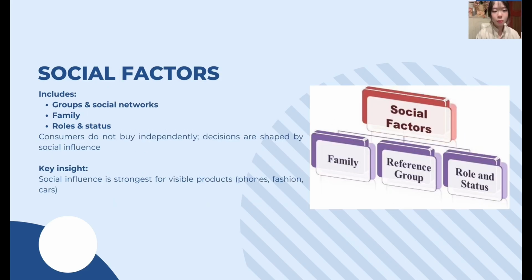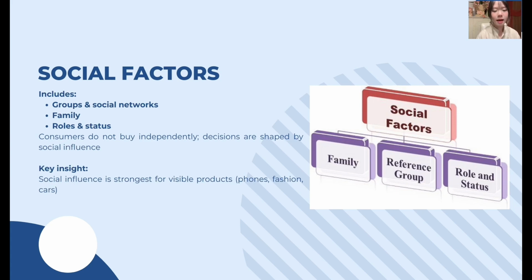So moving on to social factors, we focus on the influence of other people. This includes groups and social networks, family, and roles and status. Consumers rarely make decisions alone. Instead, they are influenced by friends' recommendations, family opinion, and how they want to be seen by others.